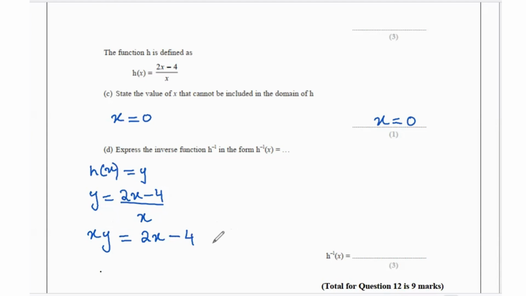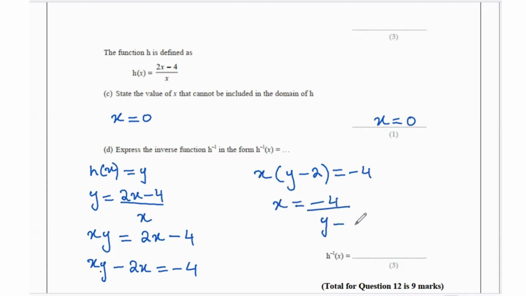Since we're trying to make x the subject now, collect all of the terms with x on one side. So xy minus 2x equals to negative 4. Take x common, x bracket y minus 2 equals to negative 4. x equals to negative 4 over y minus 2. Last step is to replace x with h inverse x and y with x. So negative 4 over x minus 2 is your inverse of the function.